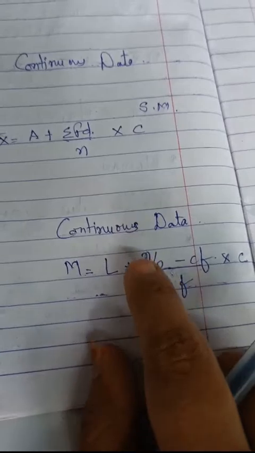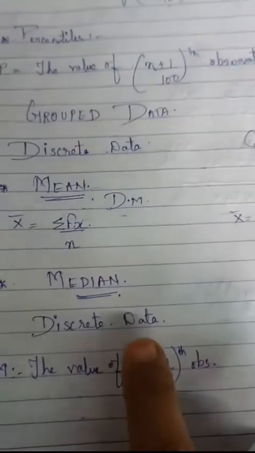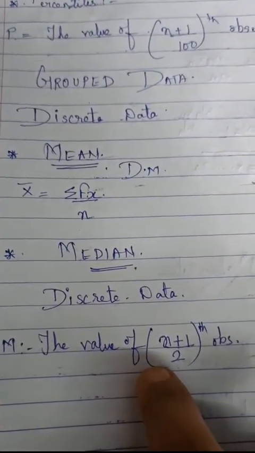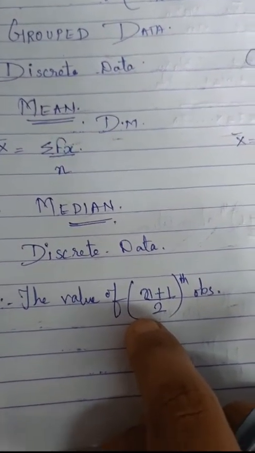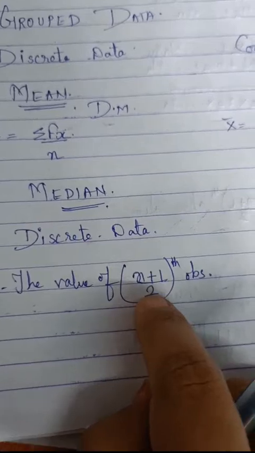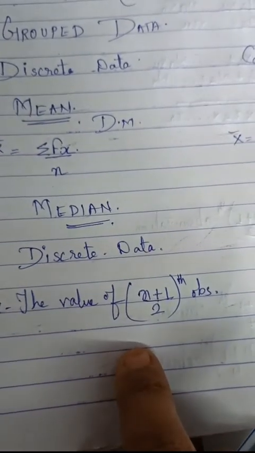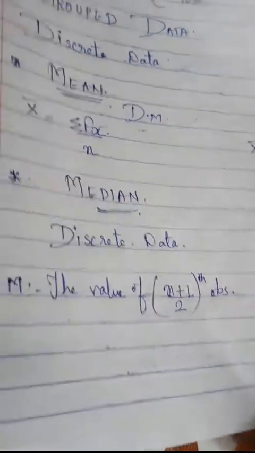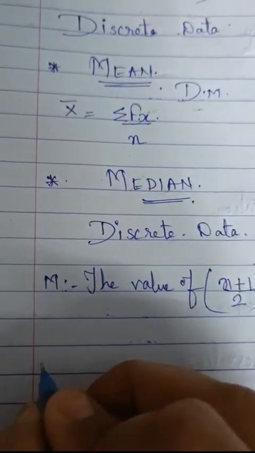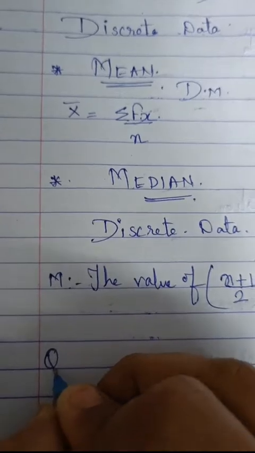Okay, so in continuous the formula related to L will come, and in discrete you only have to find (n plus 1) upon 2. Whatever value is coming, you will look in the cumulative frequency, and not the cumulative frequency or frequency but its observation will be taken as your answer. Now coming to the same way, quartiles.